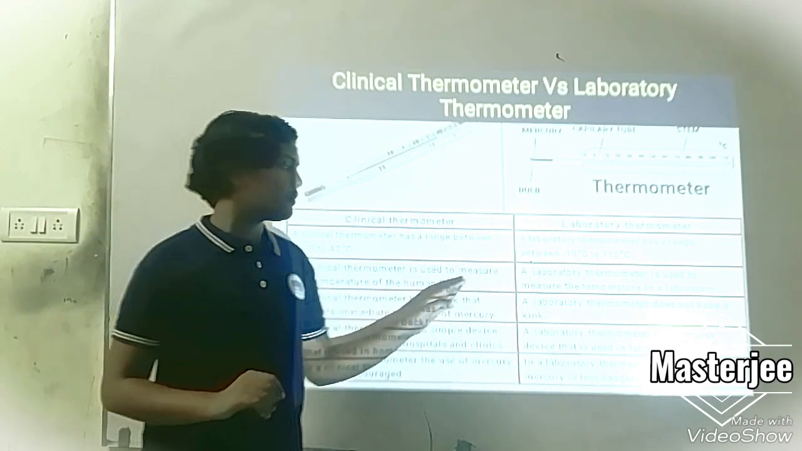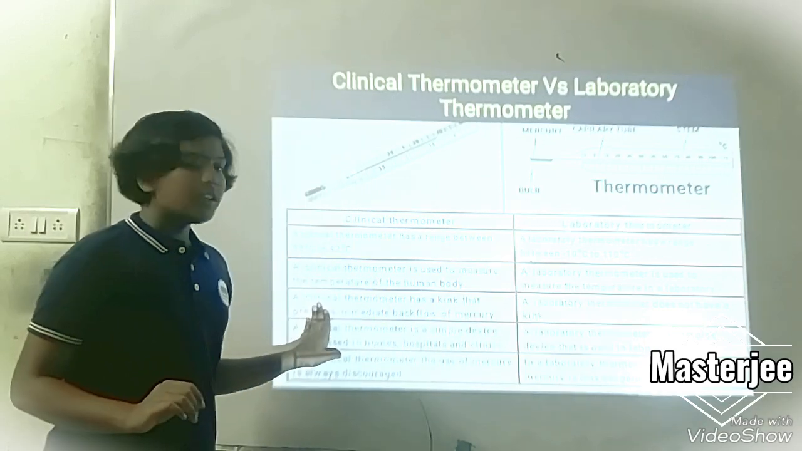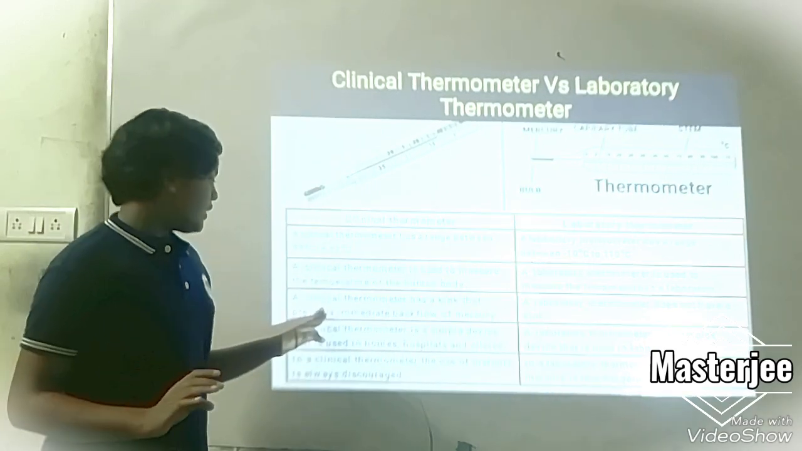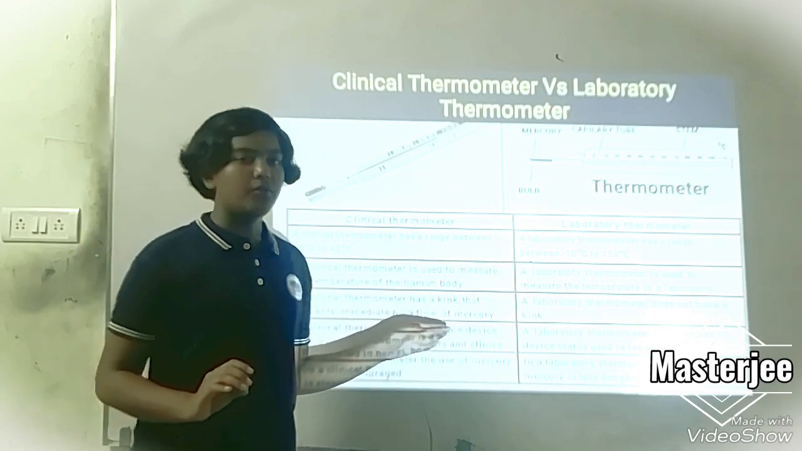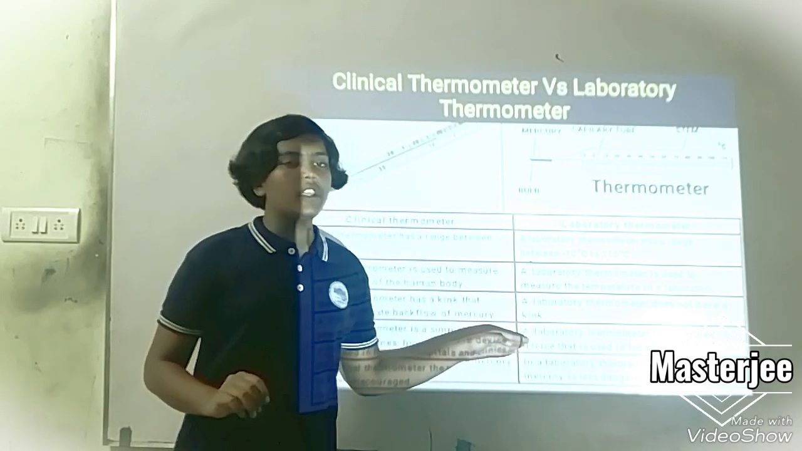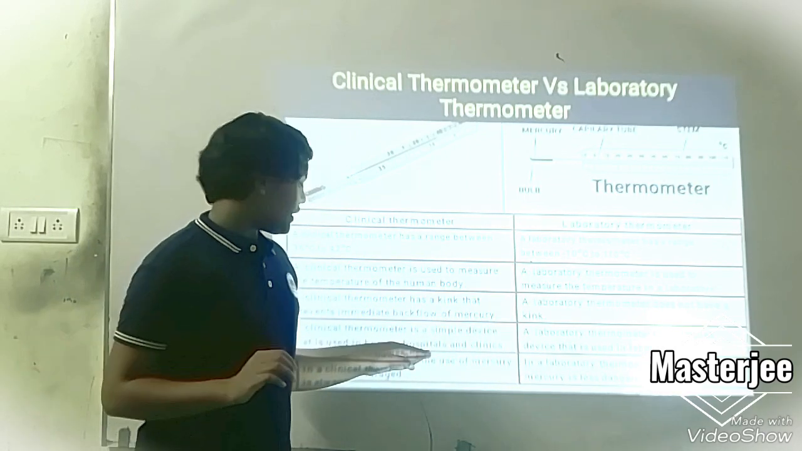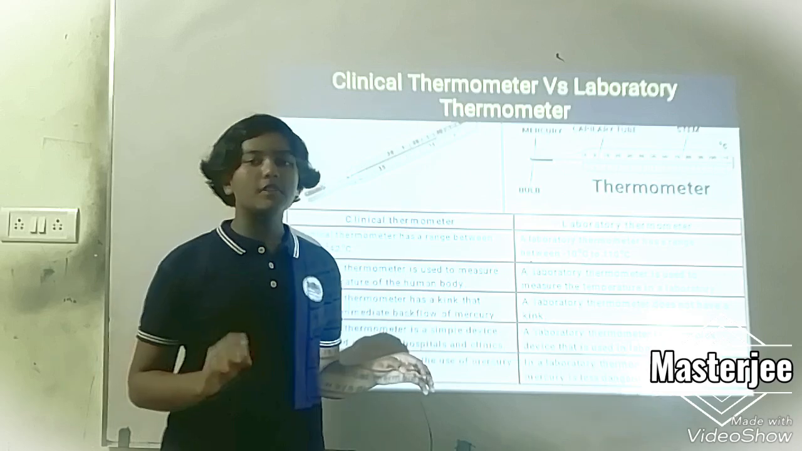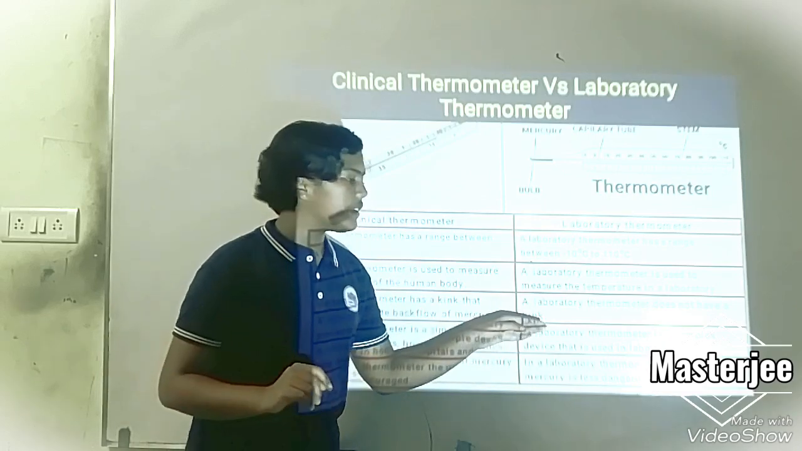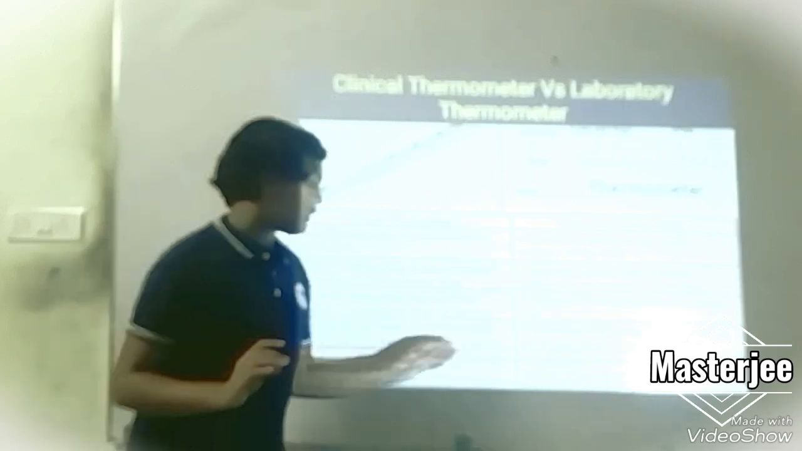Temperature of a human. Laboratory thermometer is used in the laboratory. Clinical thermometer has a kink which prevents the immediate backflow of mercury. Laboratory thermometer doesn't have a kink. Clinical thermometer is a simple device which is used in homes, hospitals and clinics. Laboratory thermometer is a complex device which is used in the laboratory.